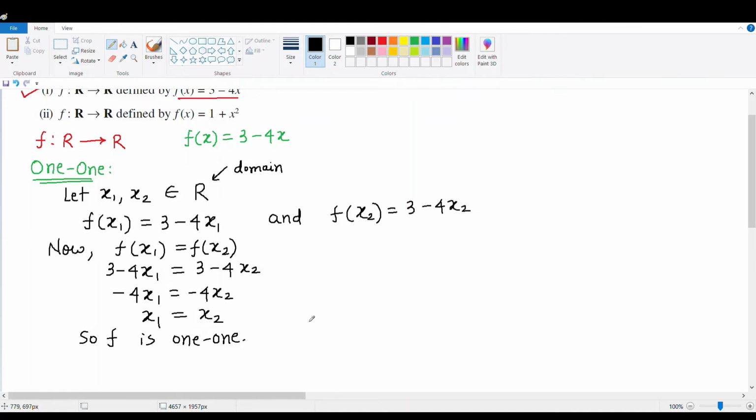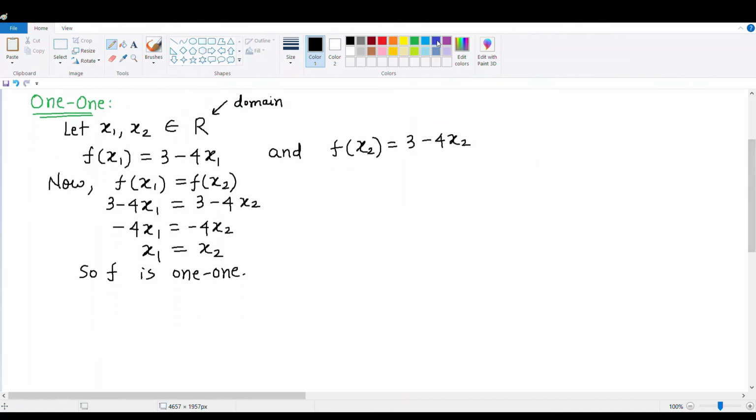Now we are going to show onto. For onto, we need to pick one element from our codomain. We always pick our output as y. So let y belong to R. In this case, I'm talking about the codomain. Why? Because in onto we always start from one element from the codomain and we try to find the pre-image for that in the domain. As soon as we prove that, the function is onto. So let's pick one element from that codomain.